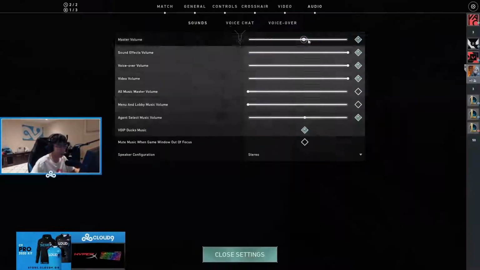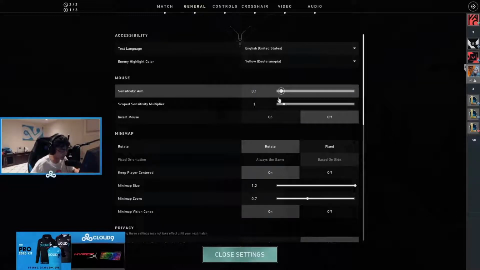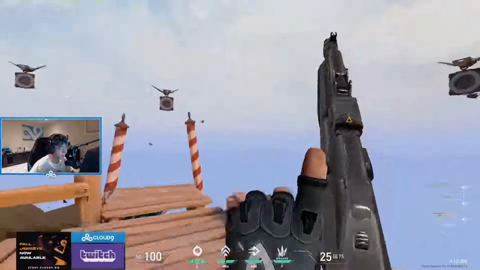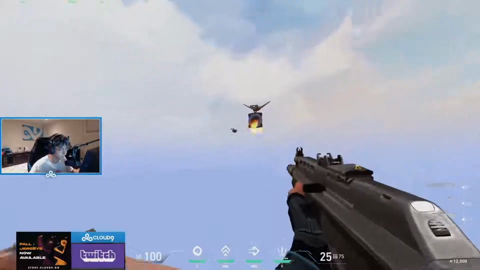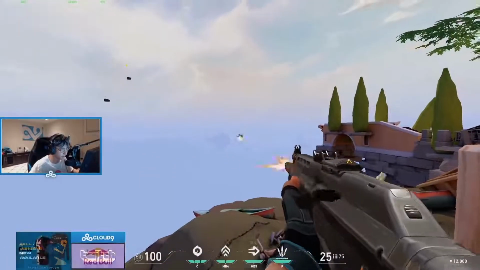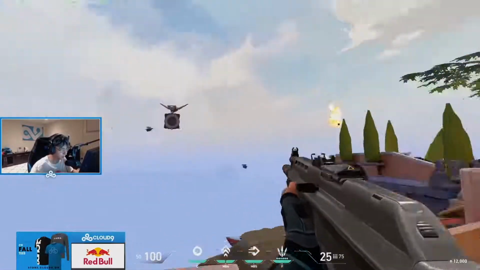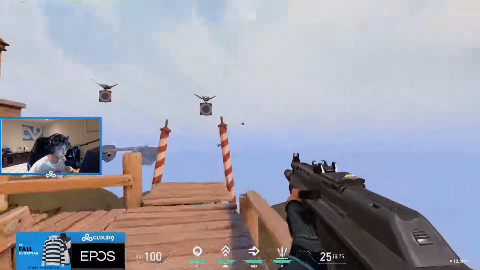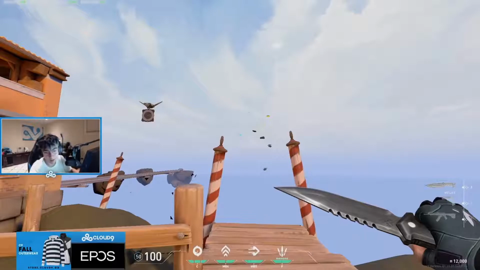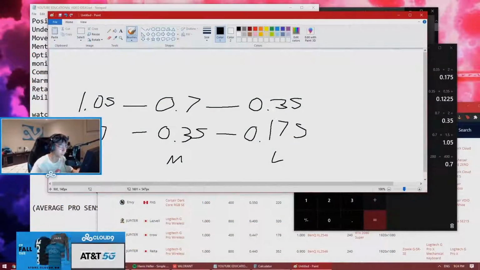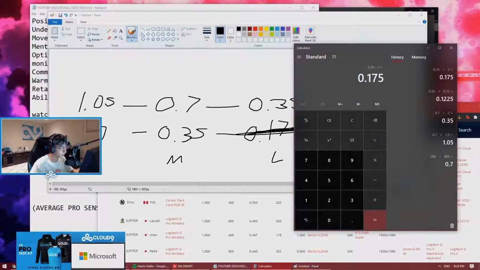And right away, if I go on 0.175, because this is the lower case for pro players, I do not like the sensitivity. I already know that. It's too slow for me. I'm not able to comfortably do a 180, and I just don't like it at all. So I'm going to weed off the 0.175. So this will get crossed out. And now in between this range, I feel like is the sensitivity that I want.